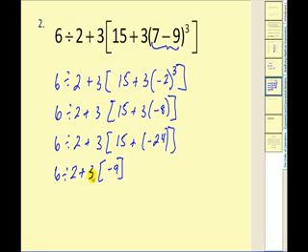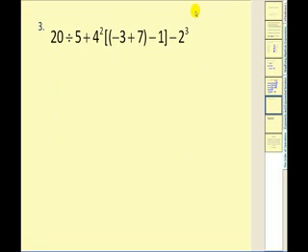Next step, we have division, addition, and multiplication. Multiplication and division take priority over addition, so we multiply and divide from left to right. So 6 divided by 2, that would give us 3, plus 3 times negative 9 would give us negative 27, and then finally we end up with negative 24. So we're showing a lot of work here, but it's definitely going to be worth it to make sure we get the correct answer. Next one, we have a lot going on.